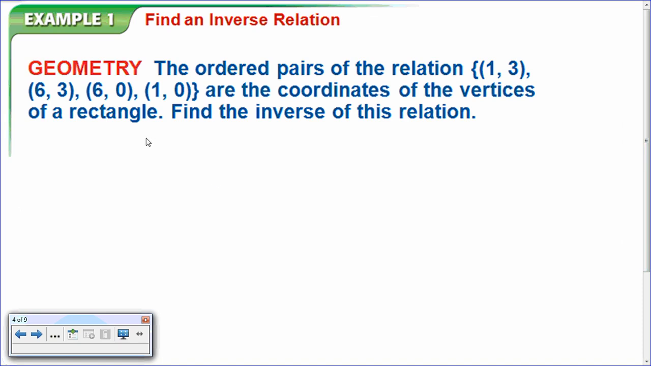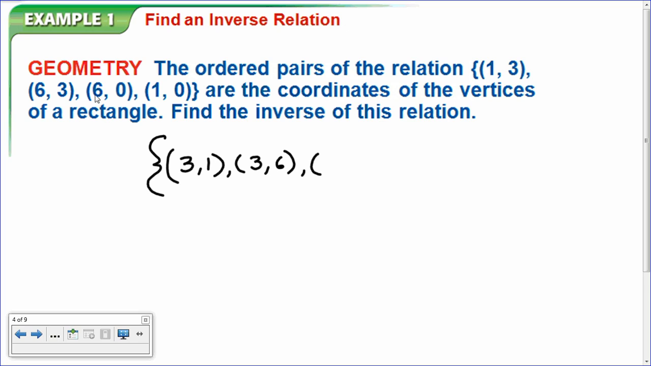the numbers. All right, so the ordered pairs of the relations are the coordinates of the vertices of a rectangle. Find the inverse of this relation. Start off with the bracket, parenthesis, then we'll go through. 1, 3 becomes 3, 1. 6, 3 becomes 3, 6. 6, 0 becomes 0, 6. 1, 0 becomes 0, 1. That's all there is to that first set of problems on your worksheet today.